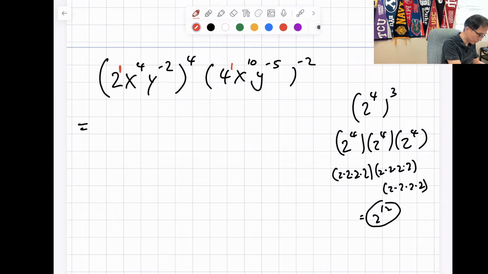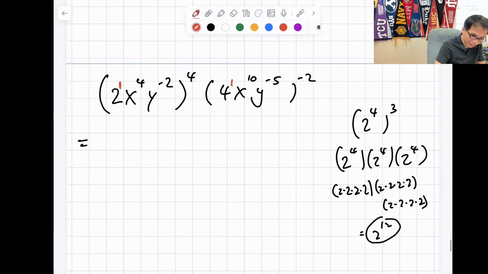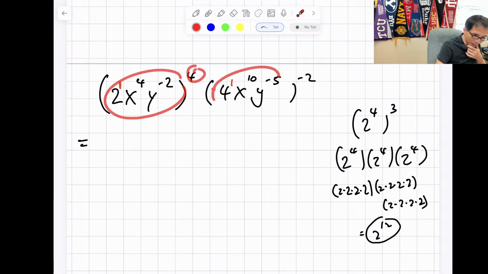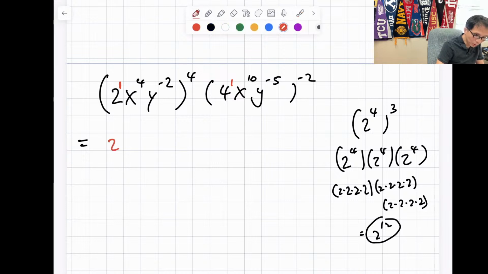Okay, so I would do this, and you guys should try that before I do it, too, so you can see if you understand it. So this one, order of operations tells you that this is to the fourth power and this is to the -2 power. So that means you can use the power rule. Via the power rule, it's going to be 2 to the 1 times 4 is 4, x to the 16, y to the -8.